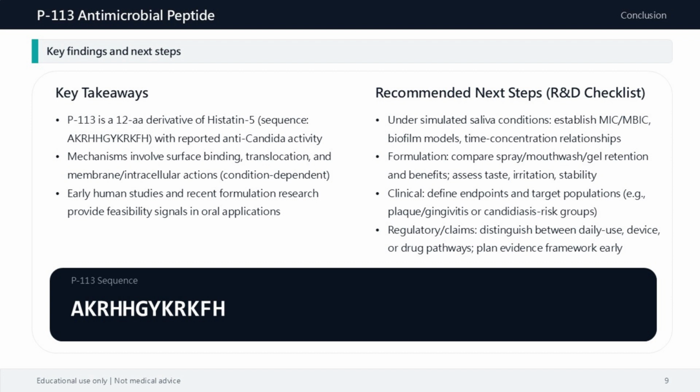By clearly defining our clinical endpoints and navigating the regulatory landscape early, we can successfully transition P113 from a promising molecule to a staple of modern oral care.